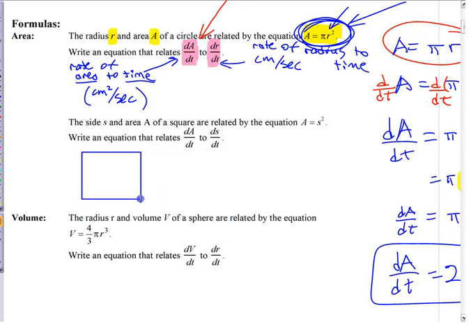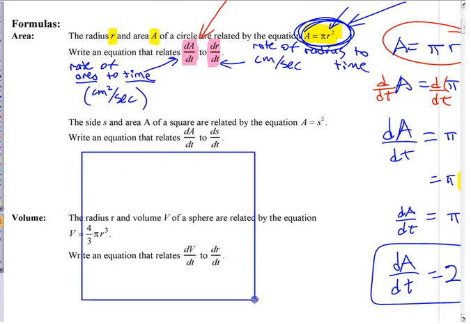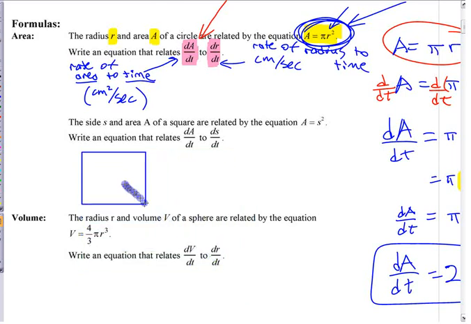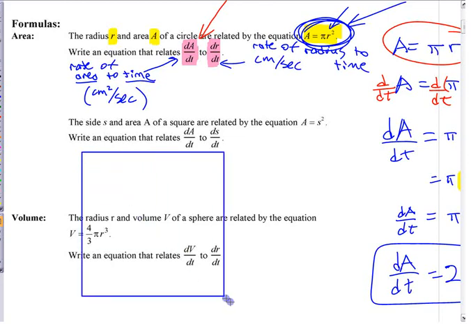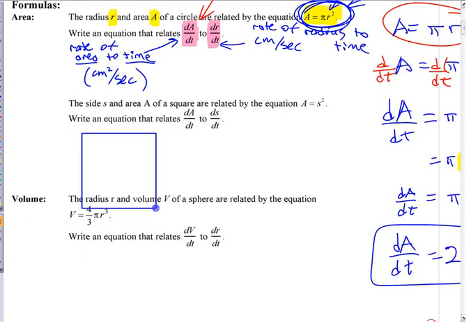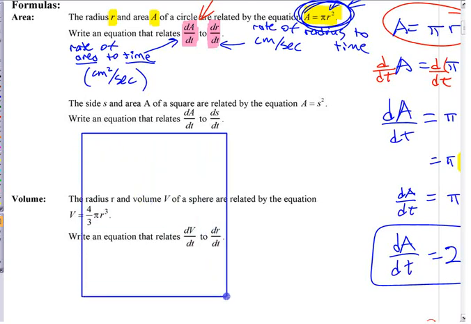Depending on how fast I change the side length, how fast is the area changing? It's obviously related, right? They're not totally unrelated. They're related to each other. The faster you change the side length, how does the area change? Faster, obviously, right? But is it proportional? Like if I double the rate that I'm changing the side length, does that double the rate that the area is changing?